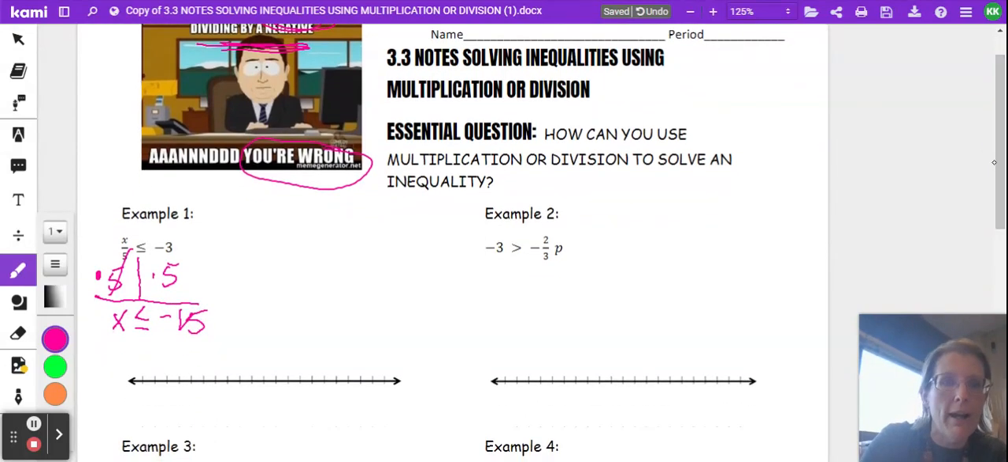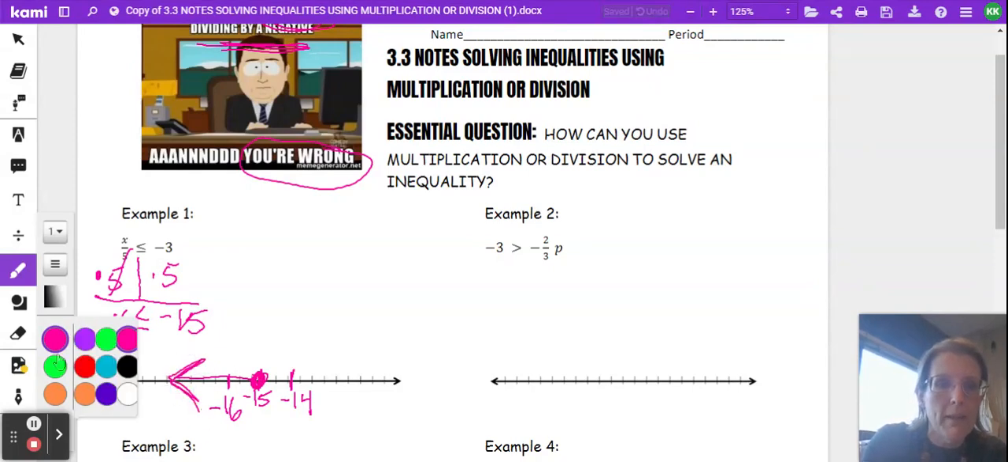And then when you graph it, you don't have to put all the numbers on. Just start with your negative 15. I didn't give you enough space, so I'm just making it up. So we got negative 15, negative 14, and then negative 16 is over here. So we have less than or equal to, that means there's a closed circle because it has the line underneath it, and x is not being eaten. So the negative 15 is bigger, so the x is smaller. That means your arrow is going to go to the left.